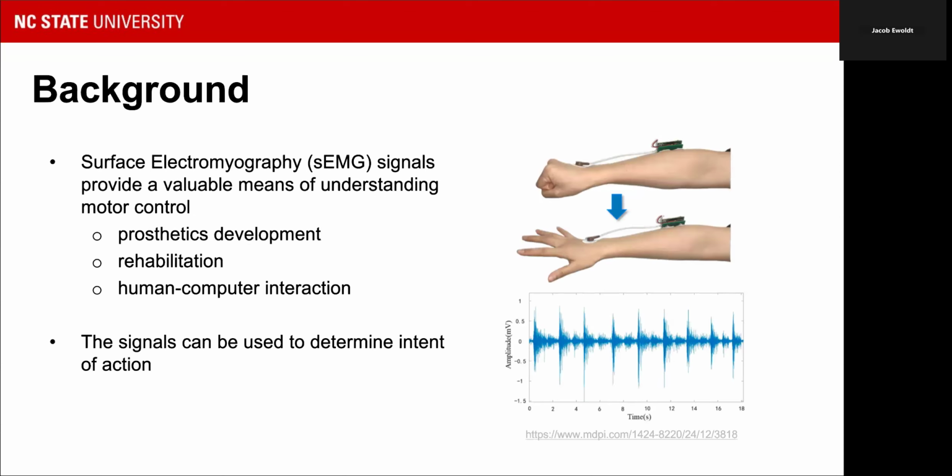Now, as a quick introduction to our topic, EMG signals provide a valuable means of understanding motor control. These signals can be used in prosthetics development, rehabilitation, and human-computer interaction to help individuals who can generate electrical signals but may have lost limbs and are unable to actuate it. The signals can be used to determine intent of action. Our goal here is to figure out what someone intends to do based on these muscle signals, possibly later integrating it into an assistive device.